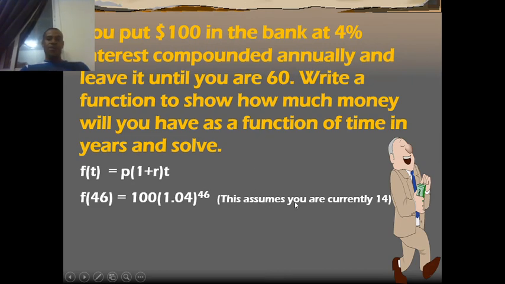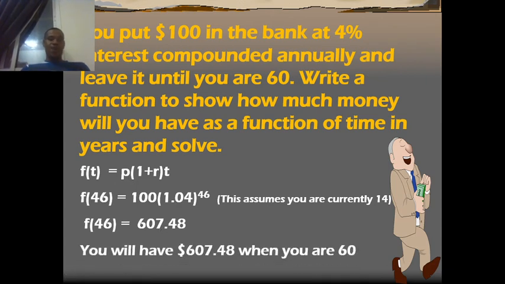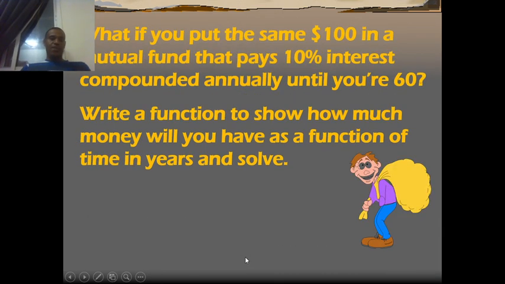Then this assumes that you are currently 14. If your age now is 16, you will make 60 minus 16, and you will write the number of years here. But we assume that your age is 14, that's why we make 60 minus 14 gives 46. So f of 46, after 46 years, he will get an amount of $607.48. You will have $607.48 when you are 60.